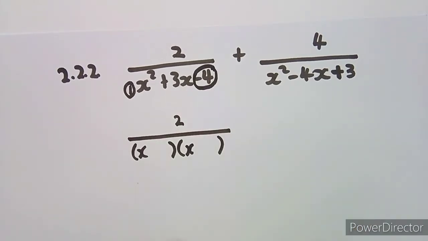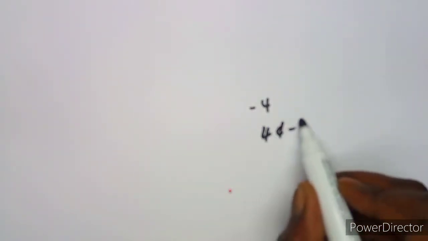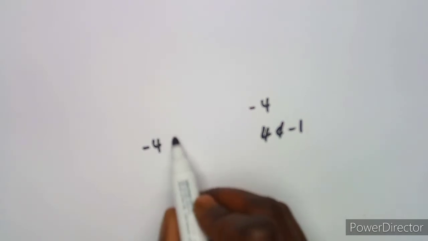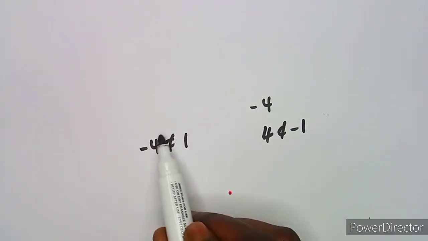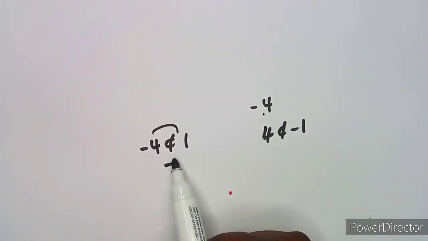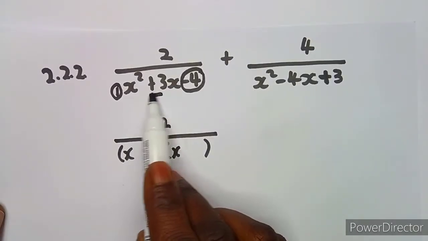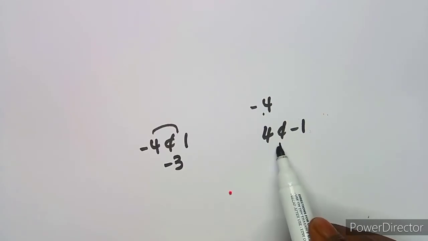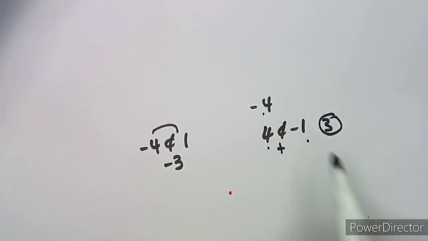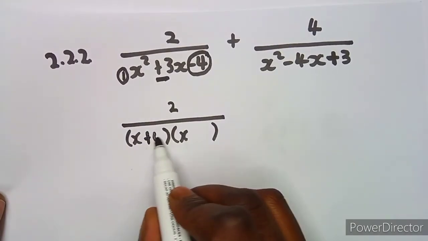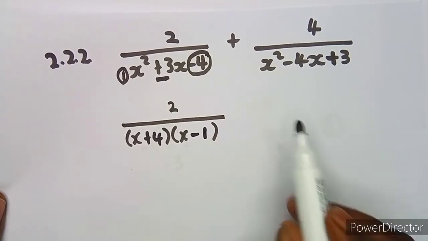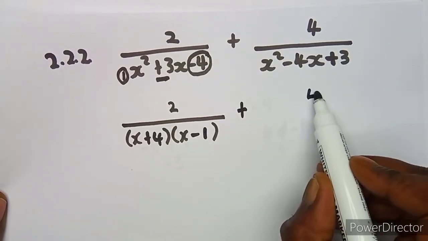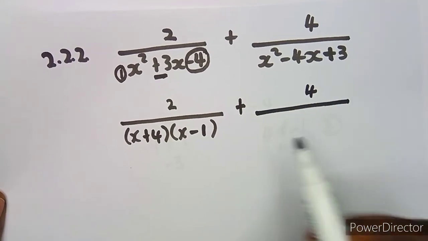What are the factors of minus 4 that we are going to add to get 3? That's 4 and negative 1. Because if we say minus 4 and 1, yes, we are going to obtain minus 4, but if we add, this is going to give us minus 3. But we want something that gives us plus 3. So 4 plus 1 is plus 3. So it's 4 and minus 1. So it's x plus 4, x minus 1, plus 4 over, do the same here.